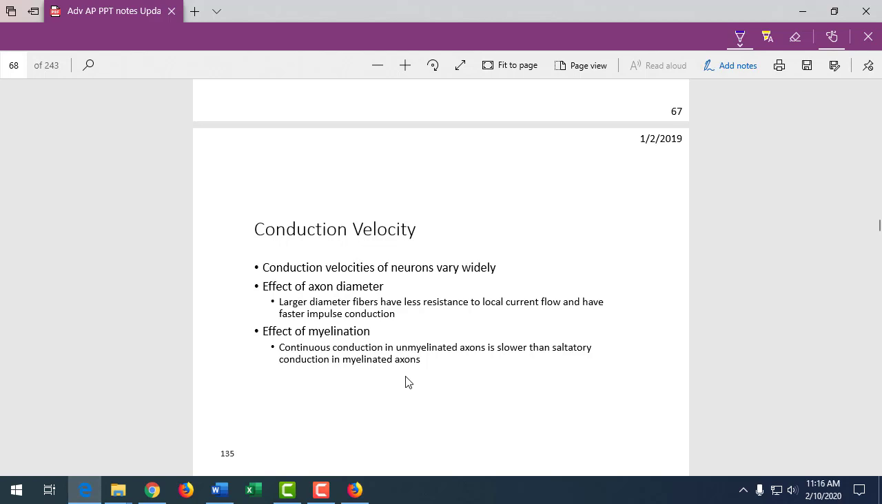If we're stimulating any smooth muscle via the autonomic nervous system, depending on the type of smooth muscle, like I said, the digestive tract is a good one. We want that to be slow. We don't want rapid responses in the digestive tract. So myelinated axons, faster conduction. Thicker axons, faster conduction.